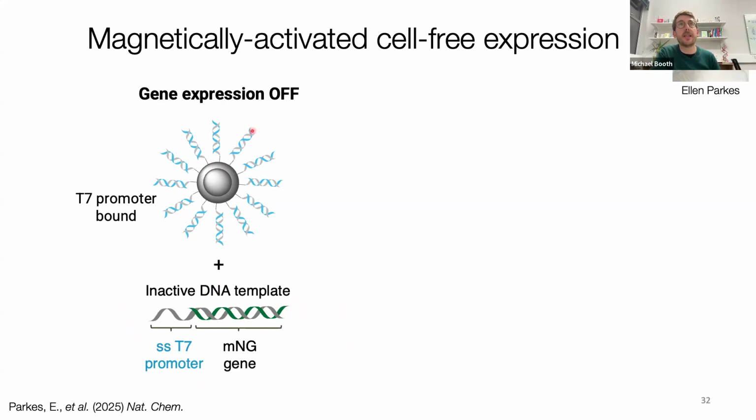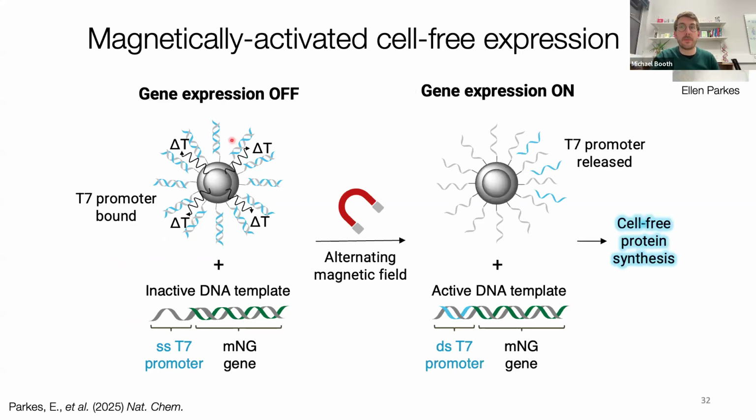So the idea was, in this case, the promoter is attached to here, so it won't transcribe or anything, and this template is inactive. But if we could put a magnetic field on the system, an alternating magnetic field, that would locally increase the temperature around the nanoparticle, denaturing all of the oligo that's attached to the nanoparticle, and that would then allow it to hybridize to that inactive template to activate it. Then we would get cell-free protein synthesis from this template.